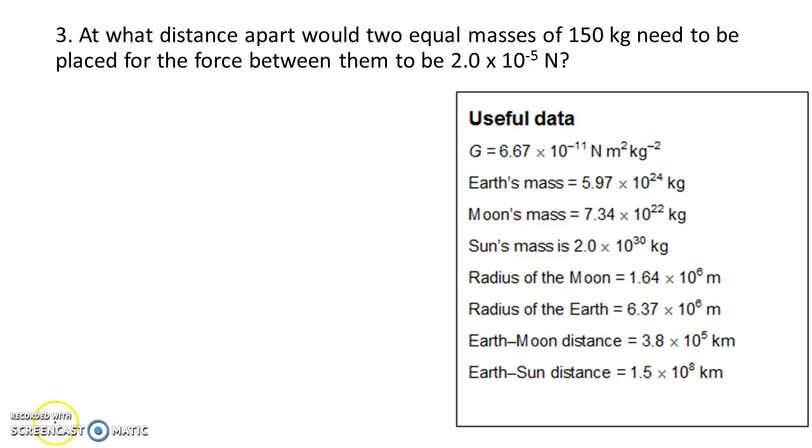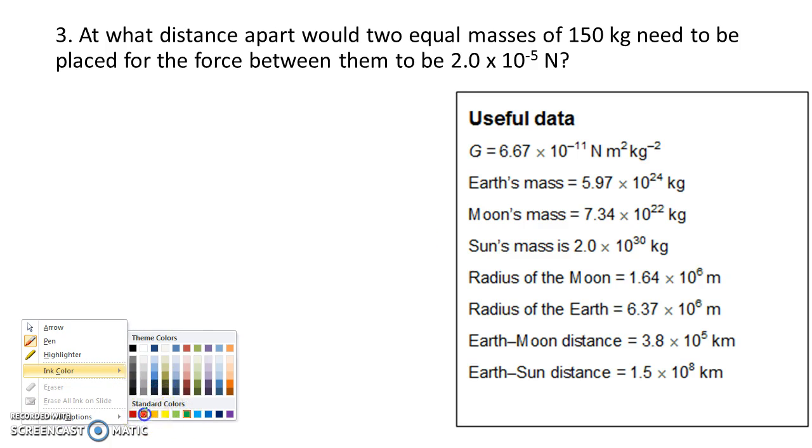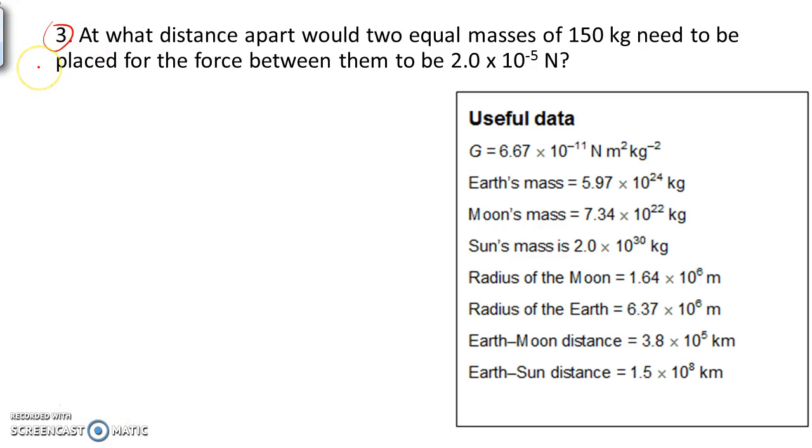All right. So I'm going to only answer the odd number questions from your worksheet. And this one says, at what distance apart would two equal masses of 150 kilograms need to be placed for the force between them to be that value? So the force is going to be the force of gravity. G, m1, m2, all over r squared. So we're applying this formula. So we want the force between them to be 2.0 times 10 to the negative 5 newtons.